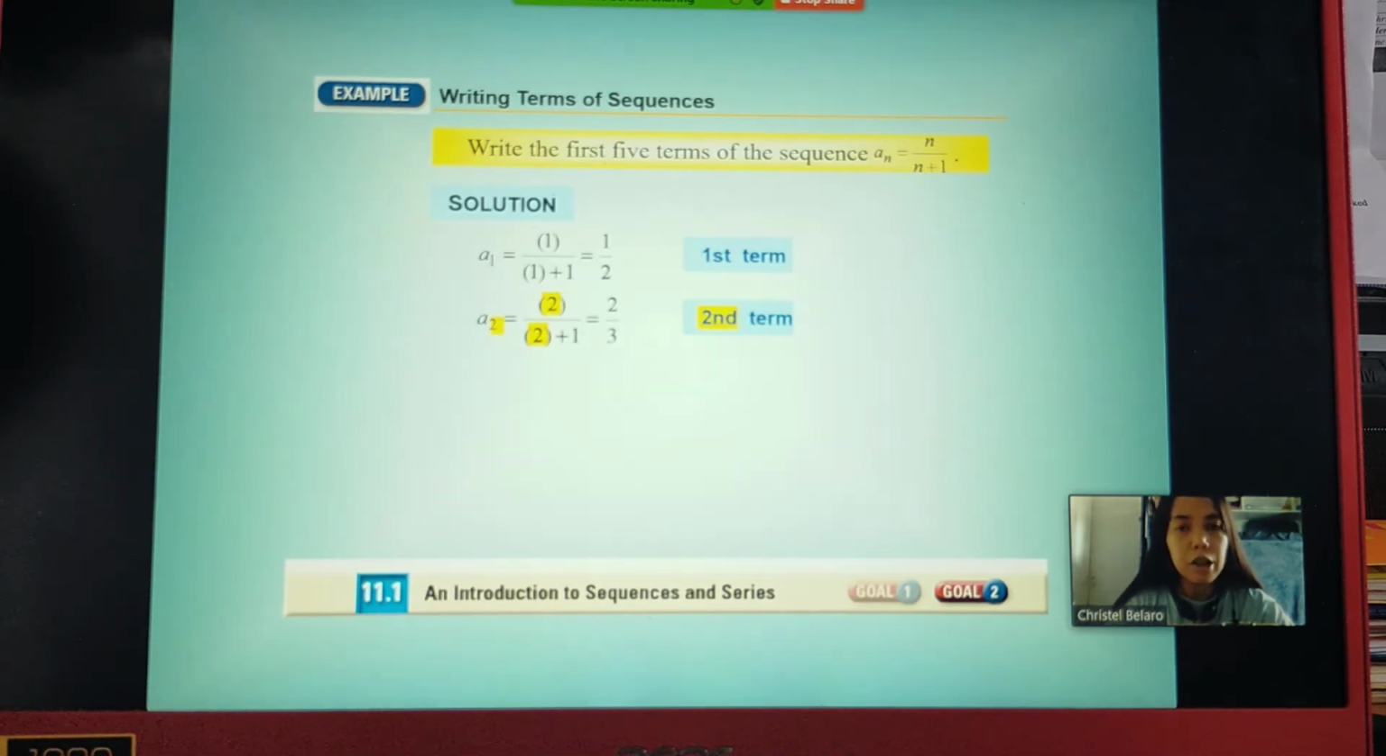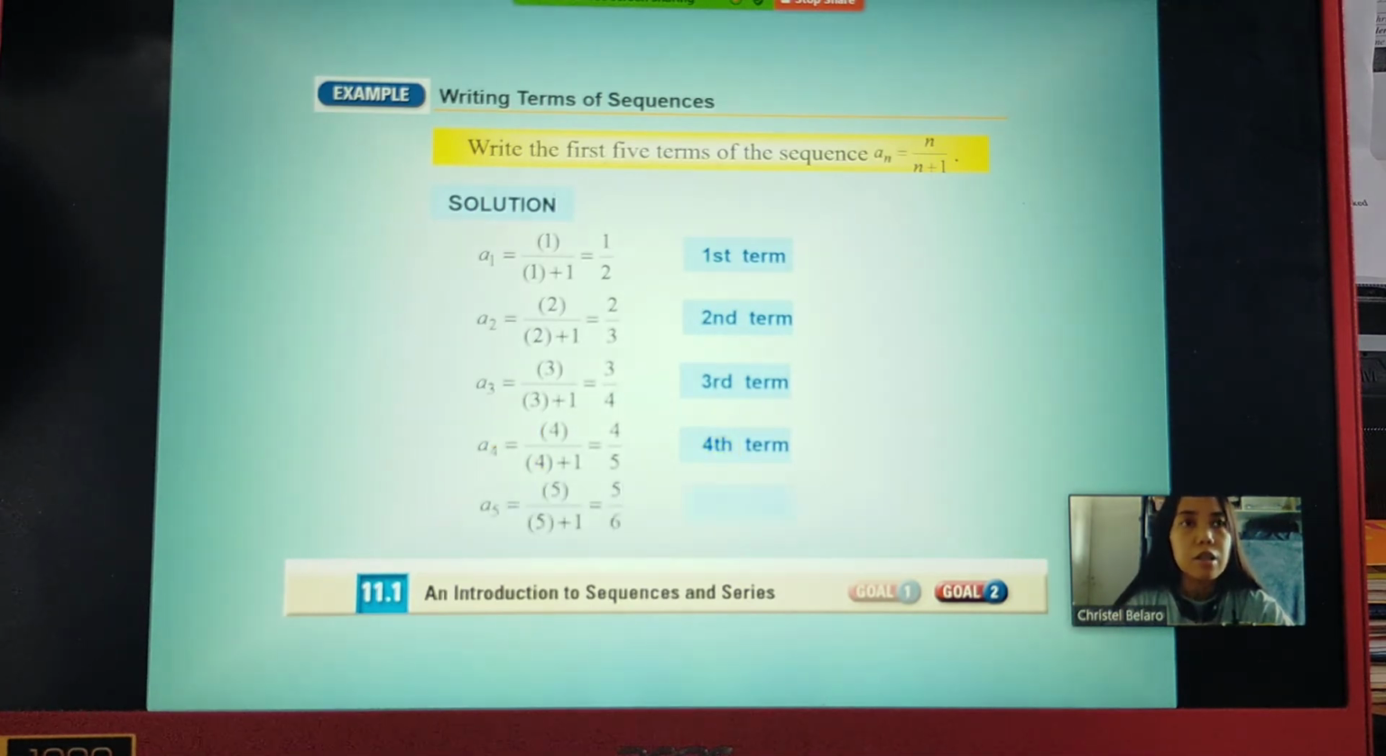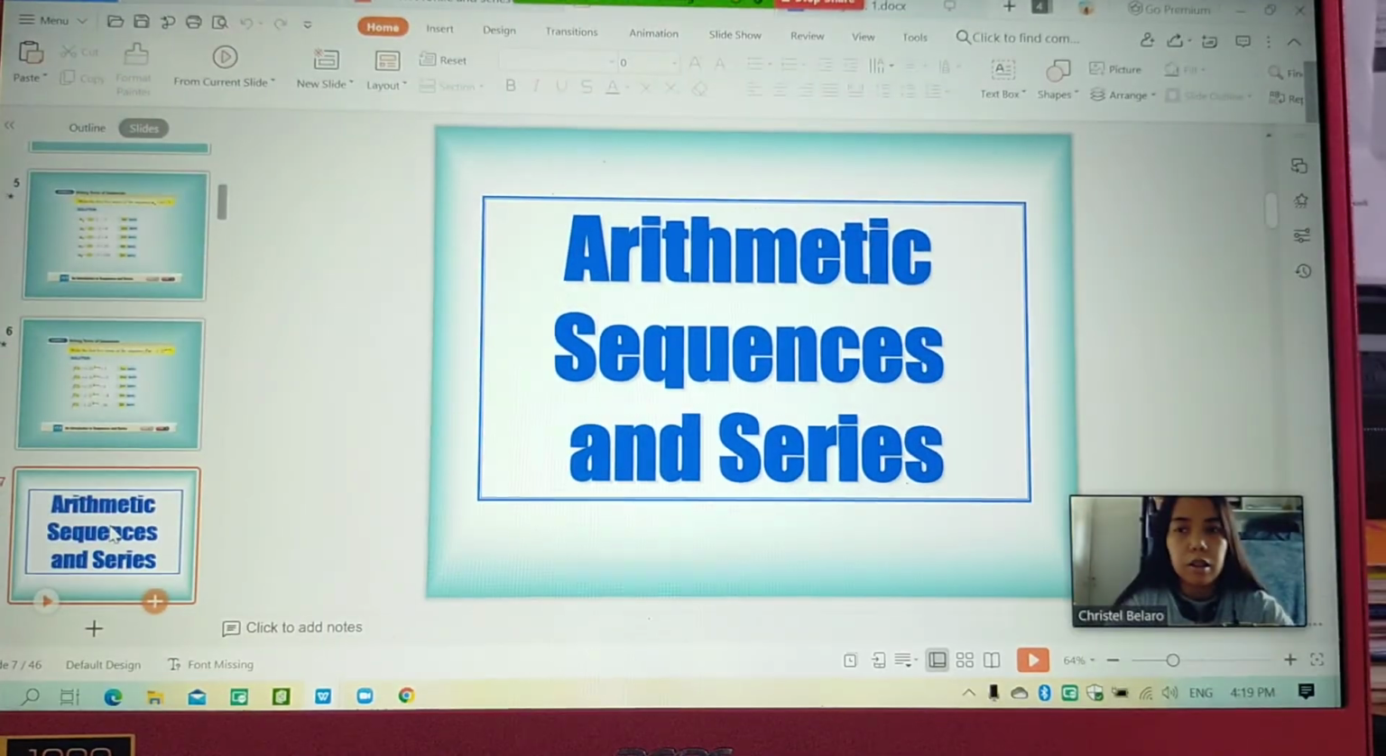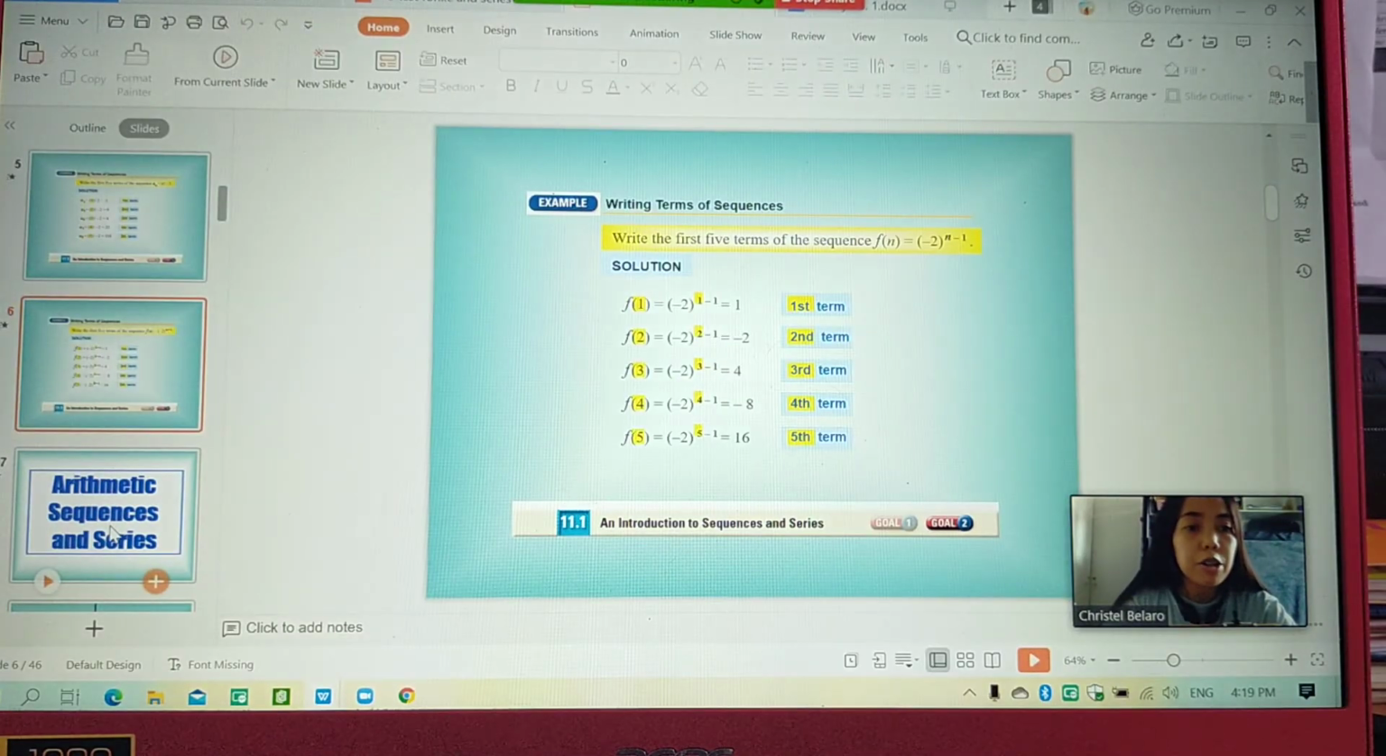Yes, Beron, what is your answer? 3/4. Very good. How about the fourth term? Yes, Leilani? Correct. The answer is 4/5. And the fifth term is 5/6. Any question? Is that clear? Are we clear how to find the first 5 terms given the general rule?